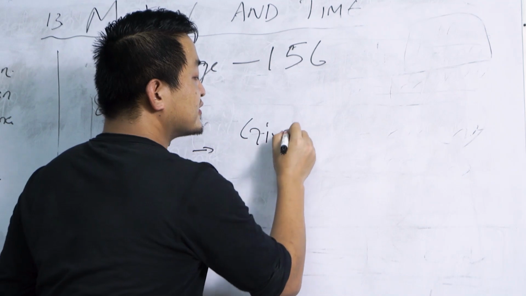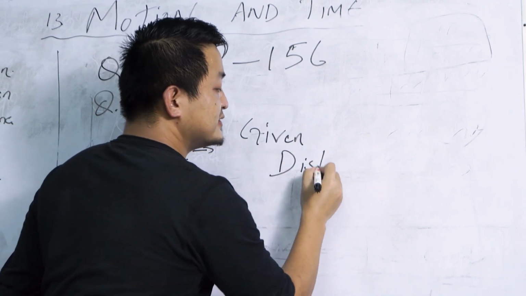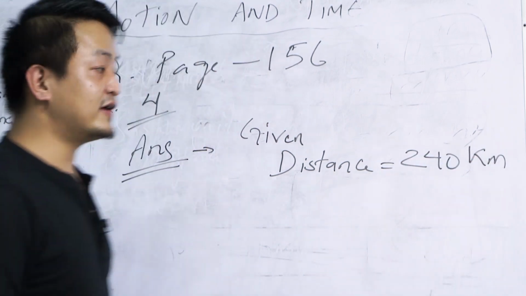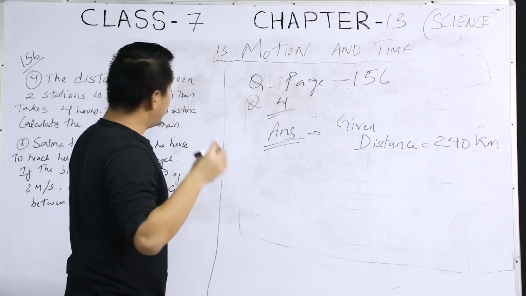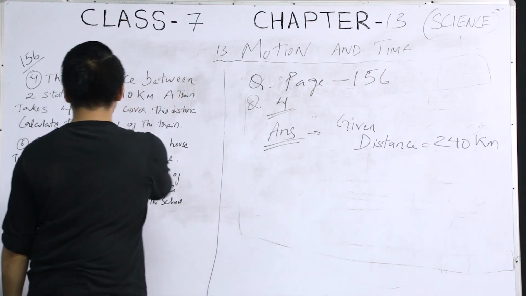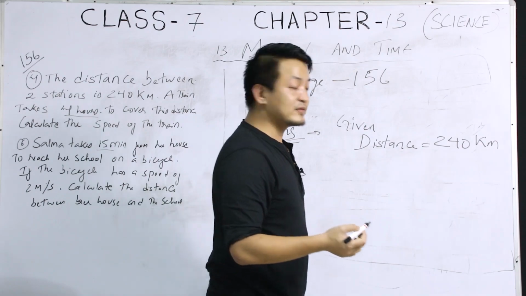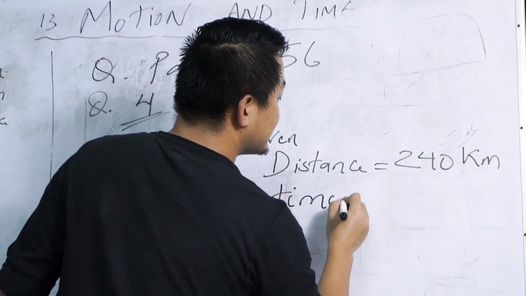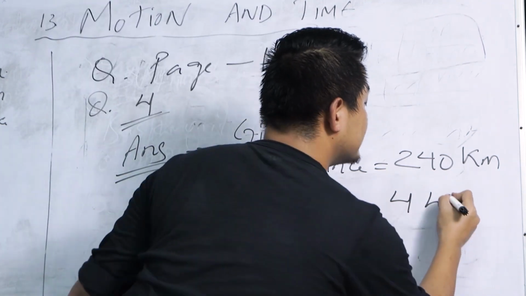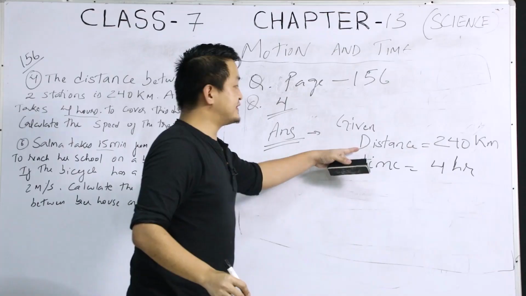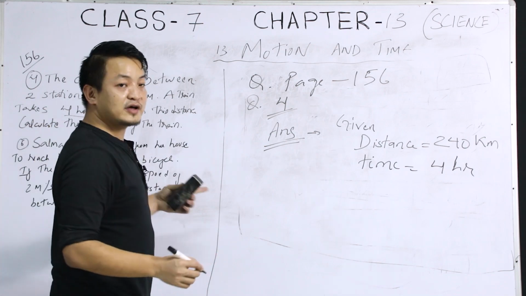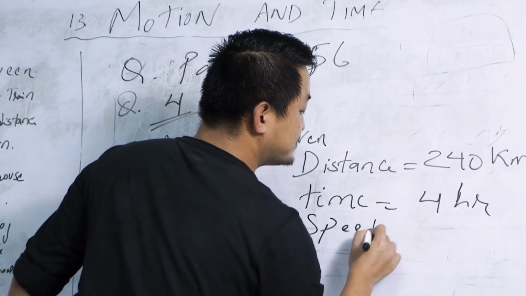The distance is already given. So we'll write given: distance is equal to 240 kilometers. Now the next part of the question says, a train takes 4 hours to cover this distance. That means they have already given the time, that is 4 hours, or you can just write in units, HR. So distance is given, time is given. Now they are asking to calculate the speed of the train. So we just have to find the speed.